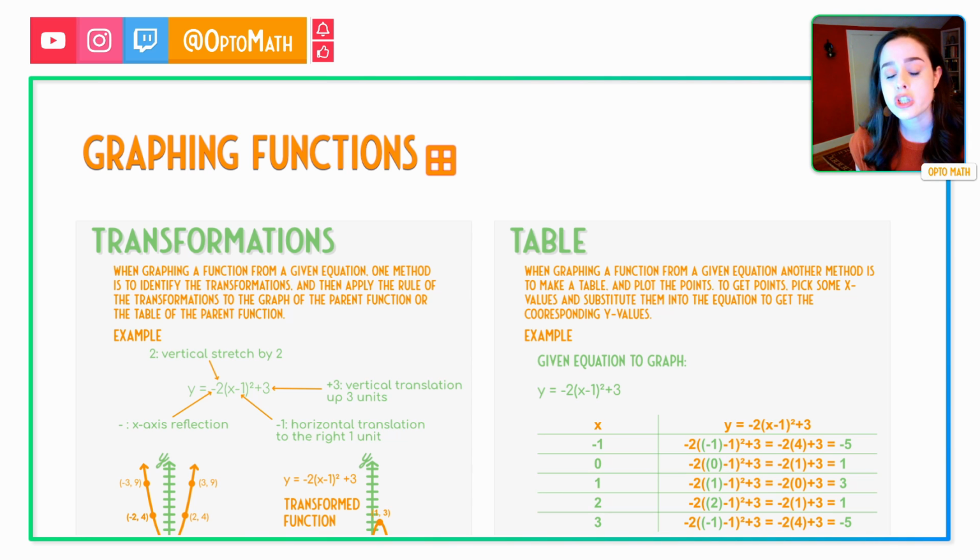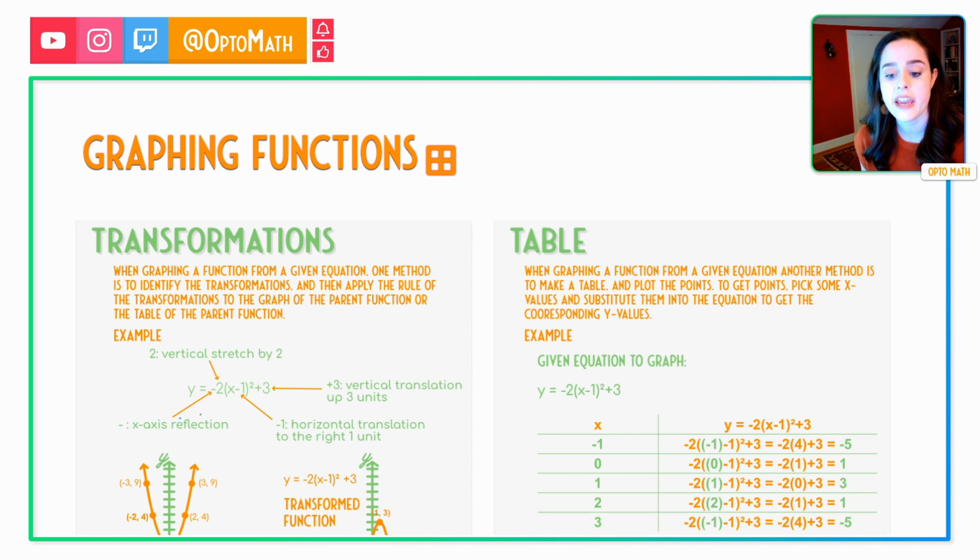When graphing a function from a given equation, one method is to identify the transformations and then apply the rule of the transformations to the graph of the parent function or the table of the parent function. So let's look at this example. We've got y equals -2 times the quantity of x minus 1 squared plus 3. So we have lots of different transformations happening.